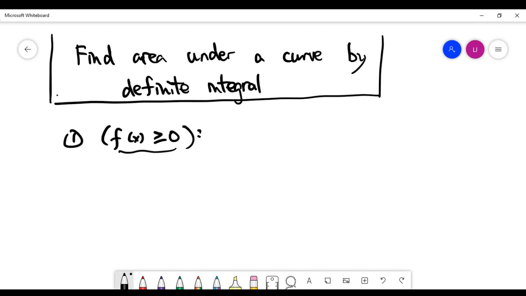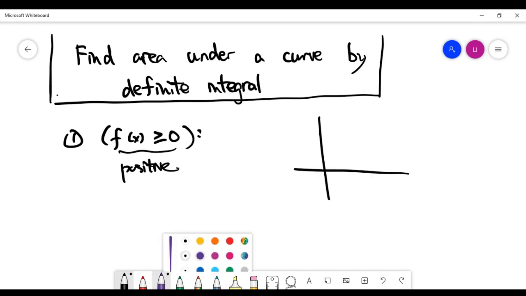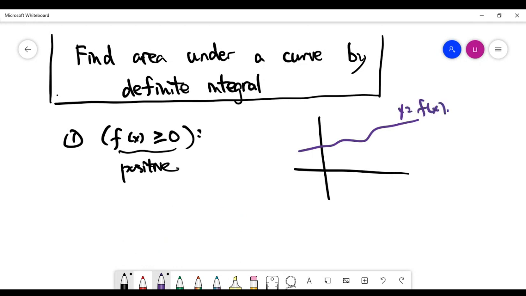The first case is that f of x is positive. It doesn't matter, so maybe I randomly draw a graph for y equals f of x. Let's look at the graph here. Y equals f of x is there. Let's say now you want to find the area under this curve for the x-axis from a to b. So let's look at the shaded region like this.